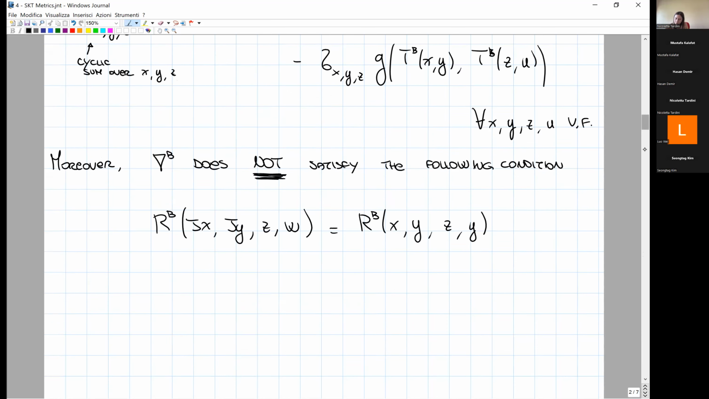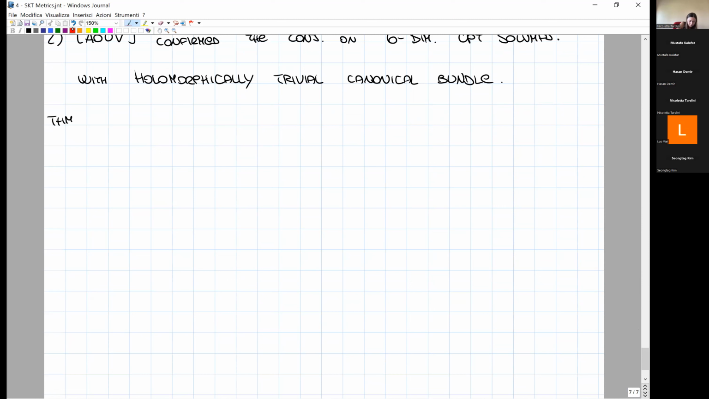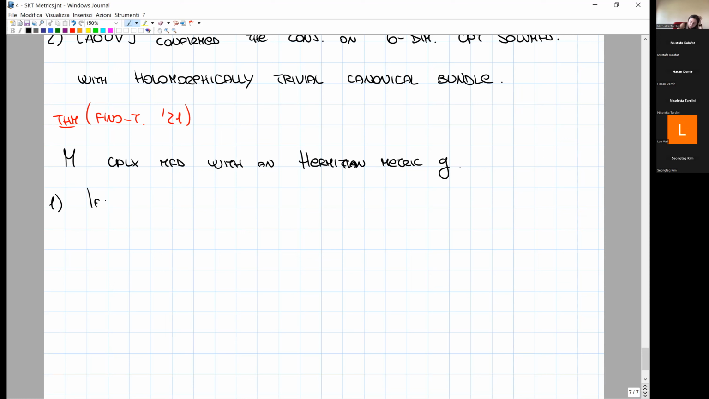So here's what we first proved. First, we proved that if M is a complex manifold with a Hermitian metric G, first of all, if G is SKT and nabla B satisfies the first Bianchi identity, so let me say first B for the first Bianchi identity, okay? Then we prove that the torsion has to be parallel.